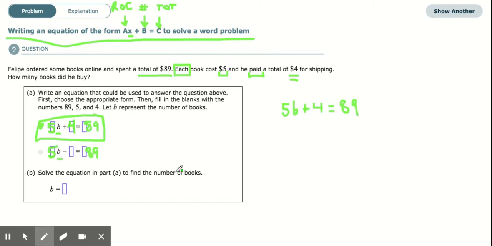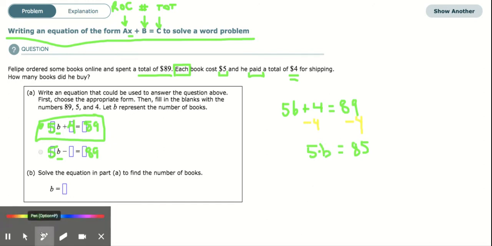In order to do that, this is a two-step equation. We're going to subtract 4 from both sides in order to cancel out the 4's and get b closer to being by itself. We'll have 5b equals 85. And now, what's happening between the 5 and the b? This is multiplication. So we're going to need to do the inverse, which is divide by 5. That will leave b by itself, but whatever we do to one side, we do to the other side, since we need to keep these equal.